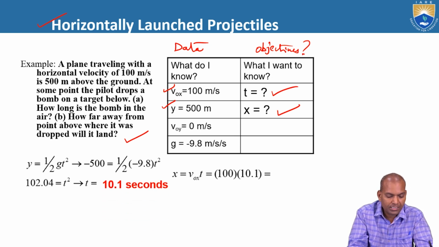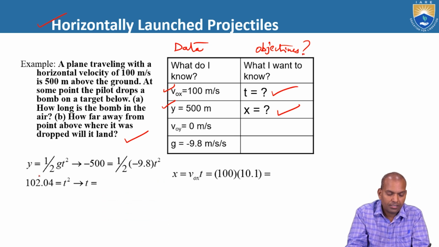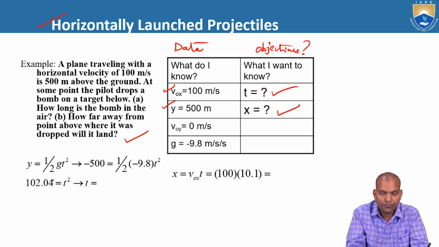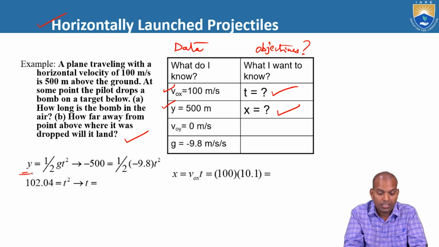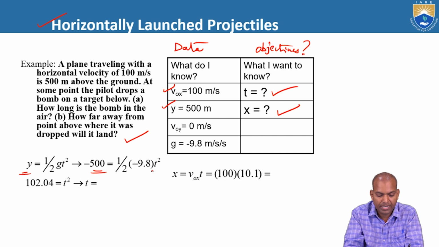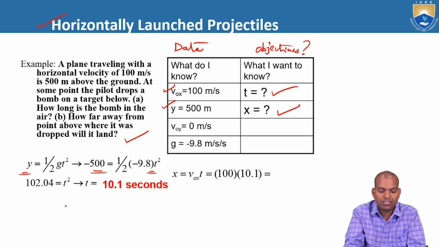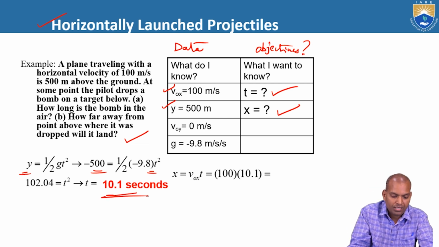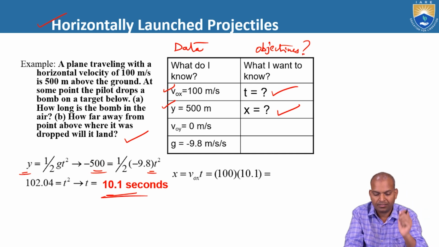Now, we know that y equals half g t squared. What is y equal to? That is negative 500 equals half times g, negative 9.8, t squared. From that we can calculate t. That t is 10.1 seconds. So how long is the bomb in the air? That is 10.1 seconds in the air.